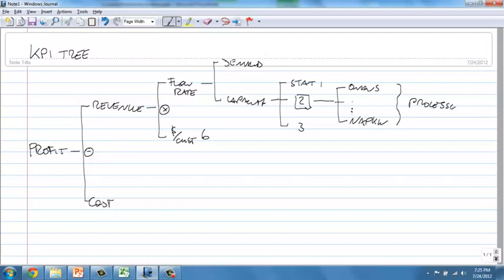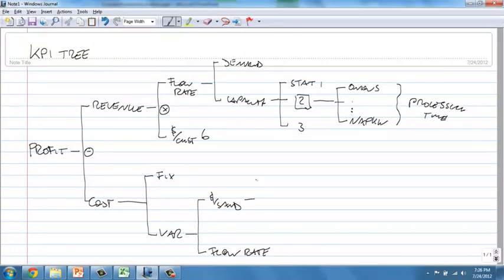On the cost side of the business, we have fixed and variable costs. The variable costs are driven simply by the number of sandwiches that we make times the dollars per sandwich, or the dollars per order. These in turn are driven by the ingredients in the sandwich, including the bread, the meat, the cheese, the vegetables, and again everything all the way up to the napkin.